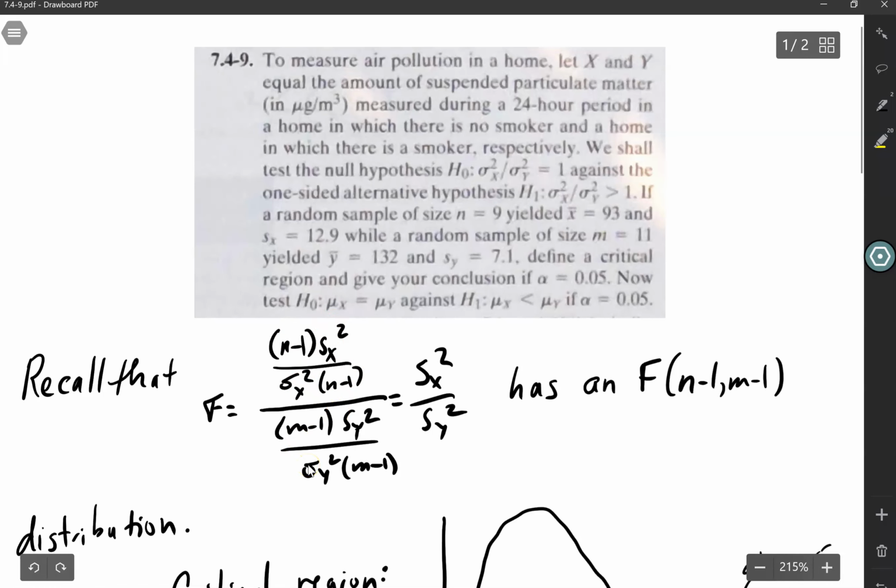Likewise in the denominator. And then when you simplify all of this, under the assumption that the null hypothesis is true, under the assumption that the variances are actually equal, this simplifies down to S_x squared over S_y squared. Since we're doing this particular ratio, we know this has an F distribution. The degrees of freedom on top is n-1. The degrees of freedom on bottom is m-1. So those are our numerator and denominator degrees of freedom, respectively.